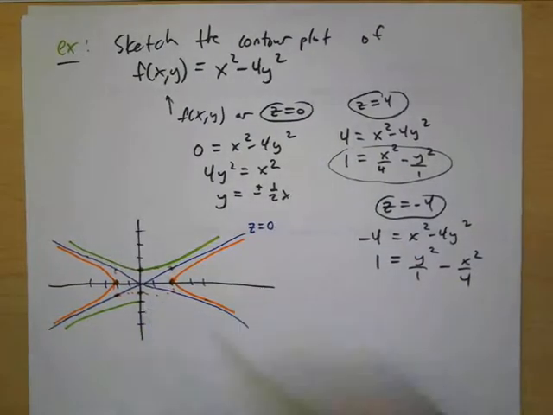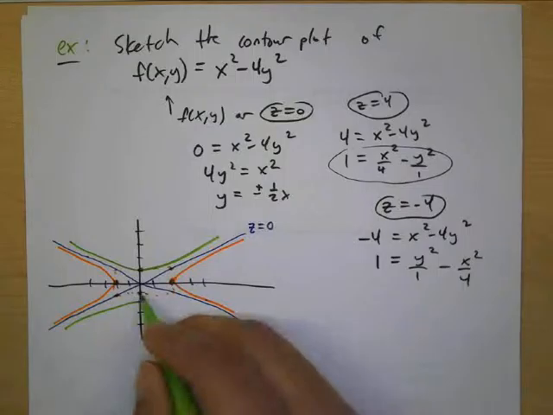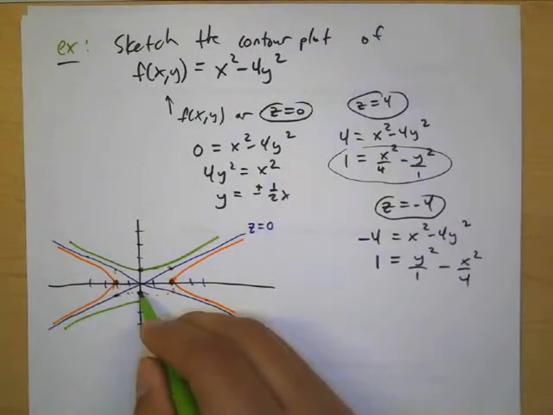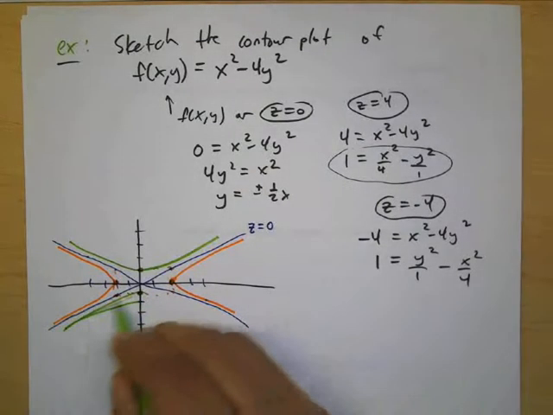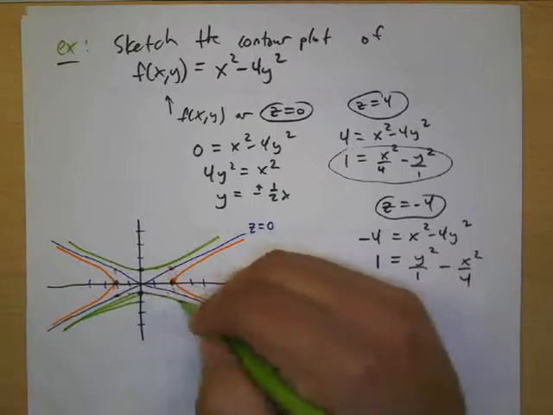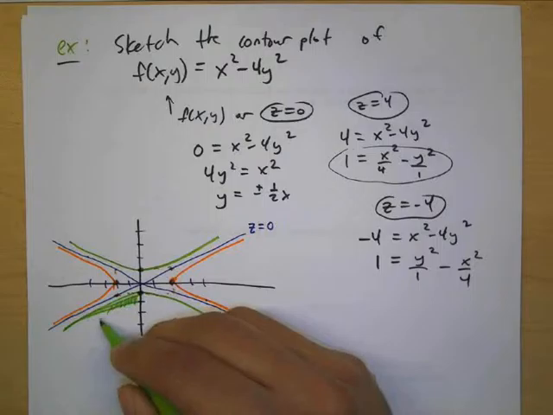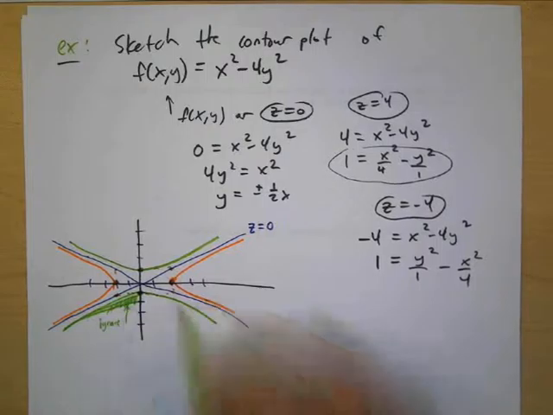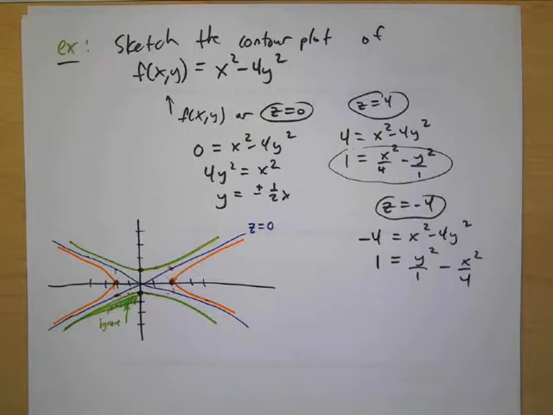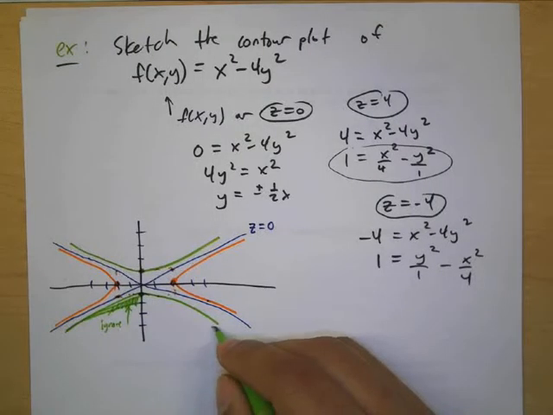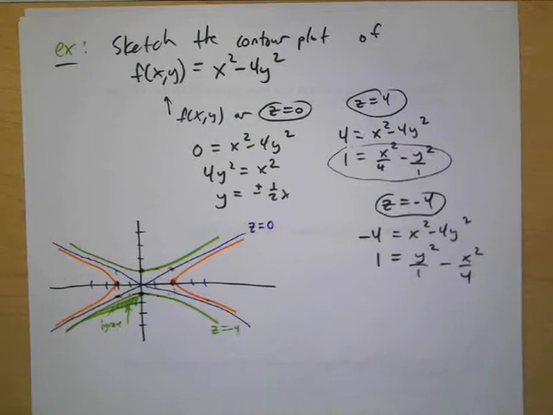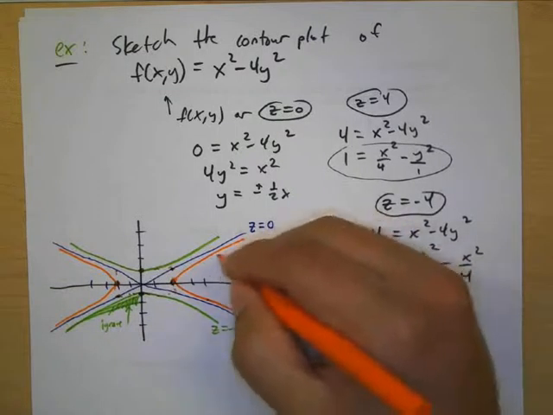Oh shoot, I messed that up. Sorry about that. That should be here. Roughly something like that. Ignore that. Okay. So, if I labeled the heights, we have z equals 0. This was z equals negative 4. And the orange was z equals positive 4, right?